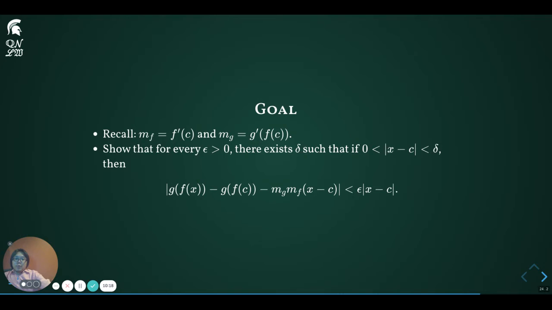Our goal, if we were to want to prove this using the epsilon delta language, is to show that the linear function with slope m_g times m_f is a good linear approximation to the composed function g compose f. On this slide, we record the goal of our proof in the epsilon delta language. So let's keep in mind what we know, which is what is on the previous slide, and what we aim to prove, which is what is on the current slide.